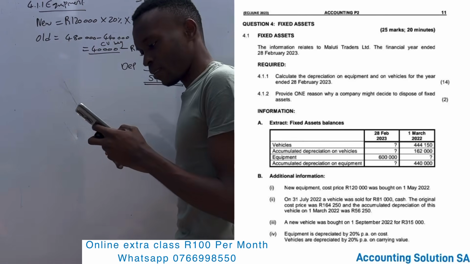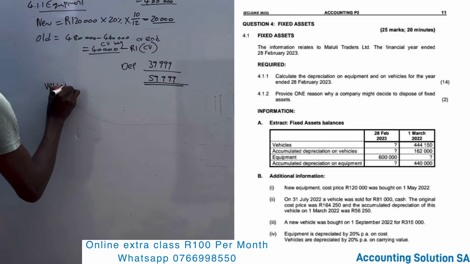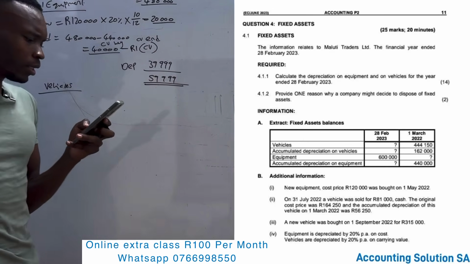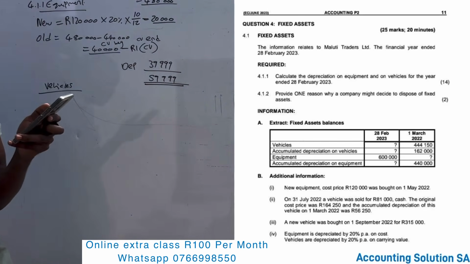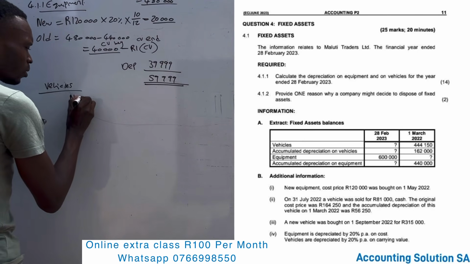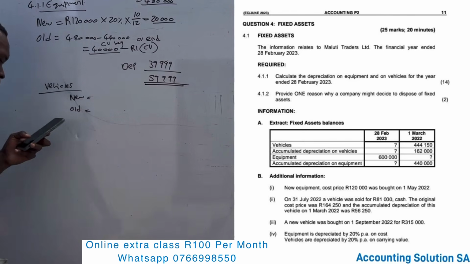We have vehicle. We have to calculate for vehicle now. Okay, vehicle. The first one, we have a new vehicle that was bought. We're going to calculate a new and old. Okay, let's start with the new one.